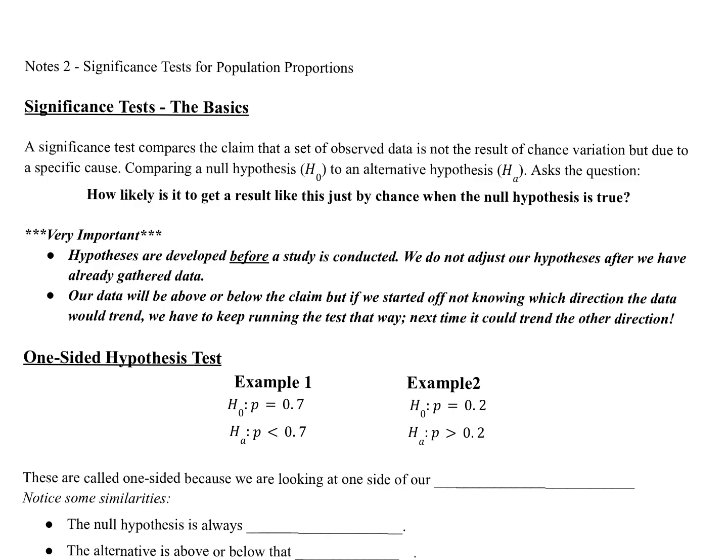So there are a couple very important things about hypothesis tests when you are conducting a problem. The first is that hypotheses are always developed before a study is conducted. So we can't adjust our hypotheses after we have already gathered data because then it would be biased. The second thing is that our data will be above or below the claim, but if we started off not knowing which direction the data would trend, we have to keep running the test that way because next time it could trend in the other direction. So both of those are reasons why we develop our hypotheses ahead of time.